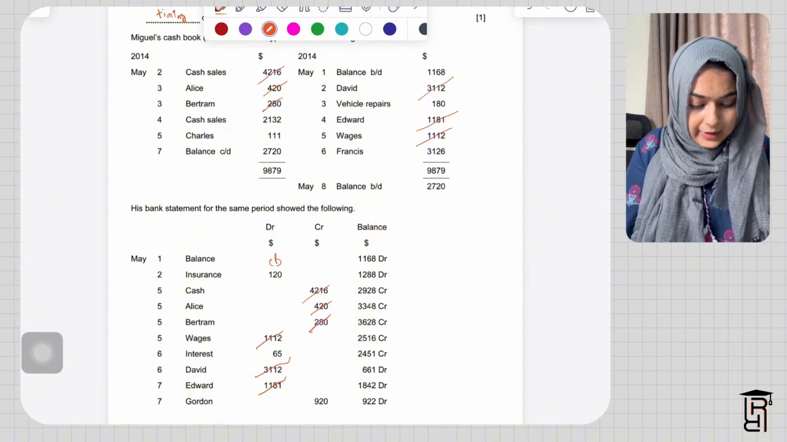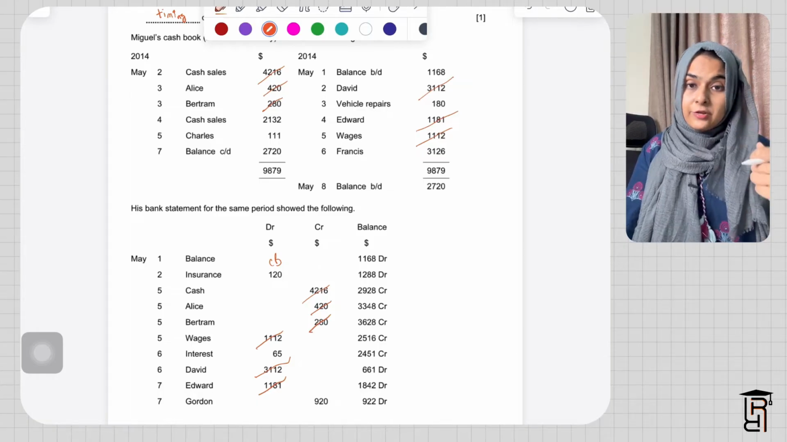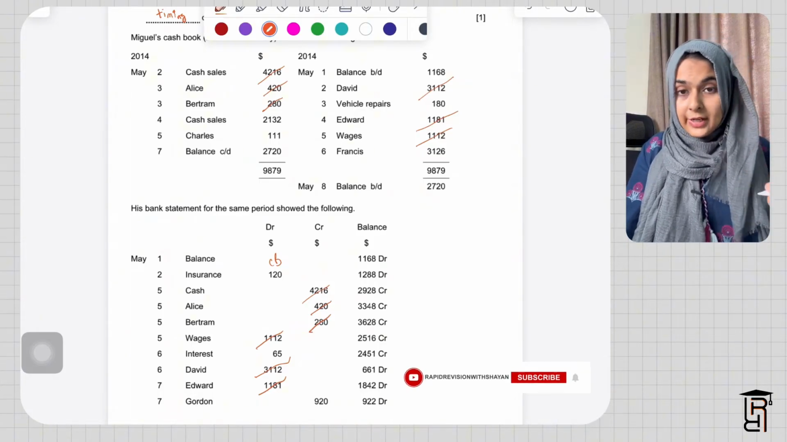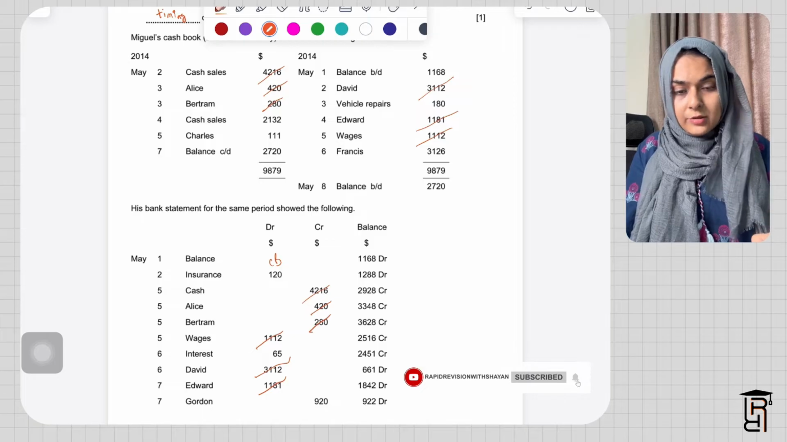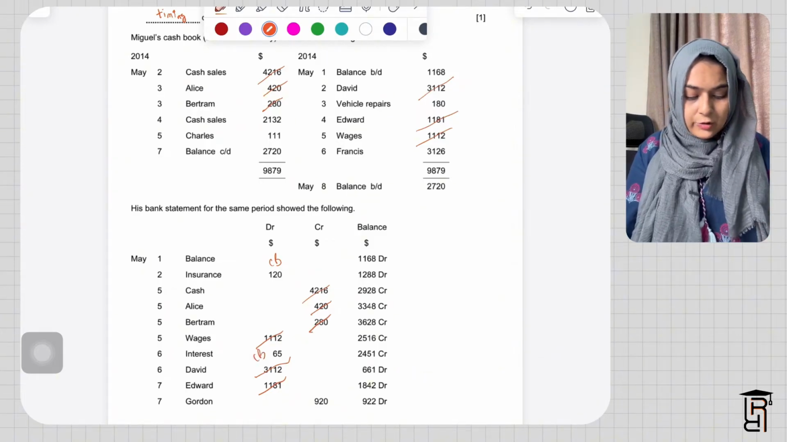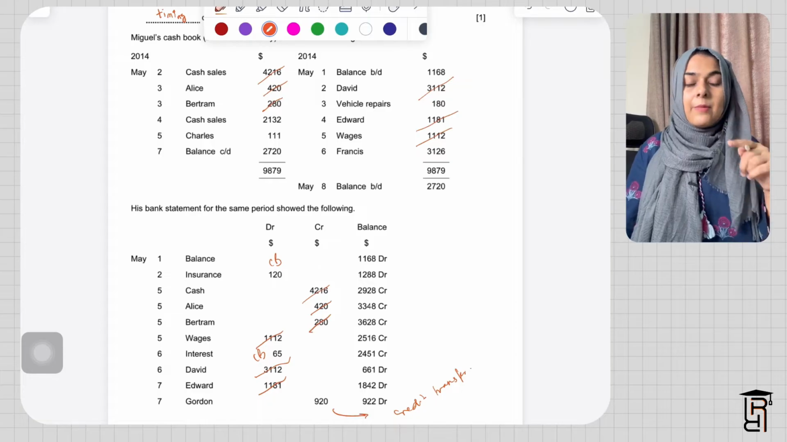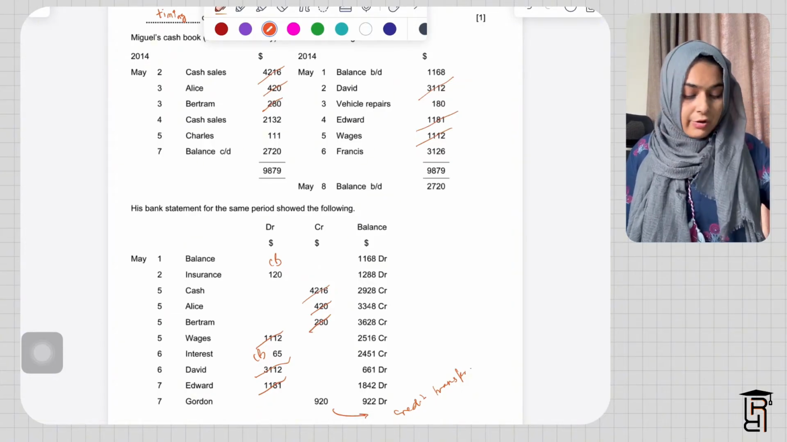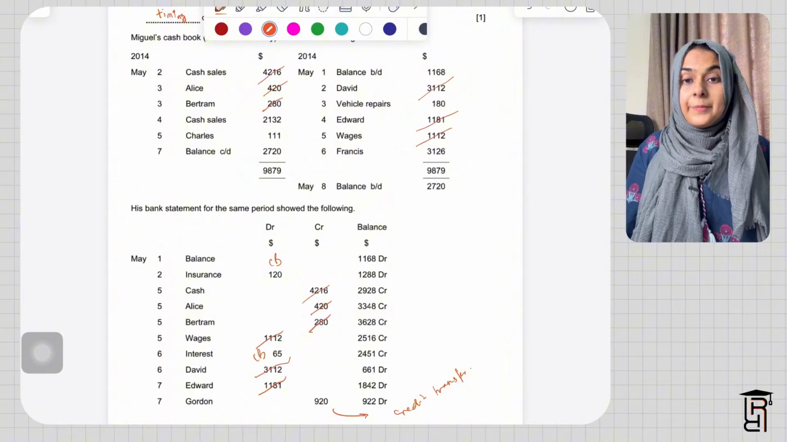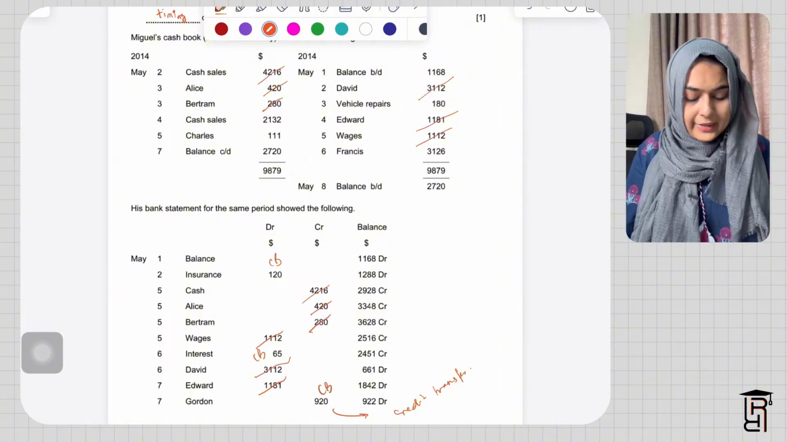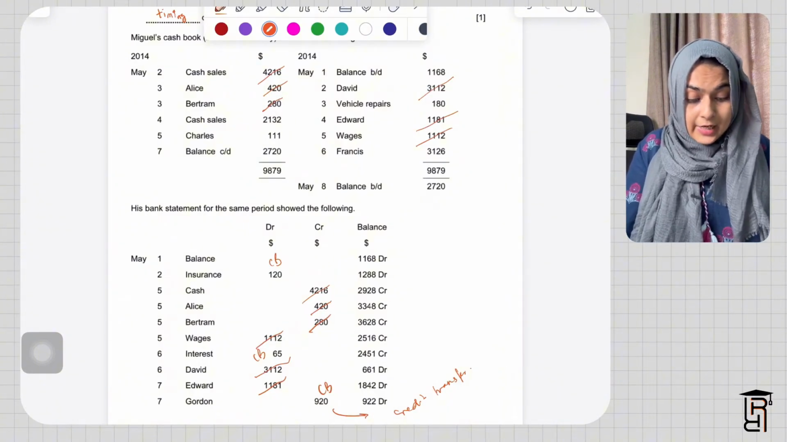For this I'll write CB. Interest, we have paid interest because it's on the debit side of the bank statement, right? That tells me it's a payment, so I will write cash book here. Again, I need to record this in the cash book. Also, the money transfer, a credit transfer that we have received from Gordon. I know this because it appears directly on the bank statement, so it's coming into the bank directly, but we did not know about it, so we did not record it on the debit side of our cash book. So I need to update the cash book for 920 as well.